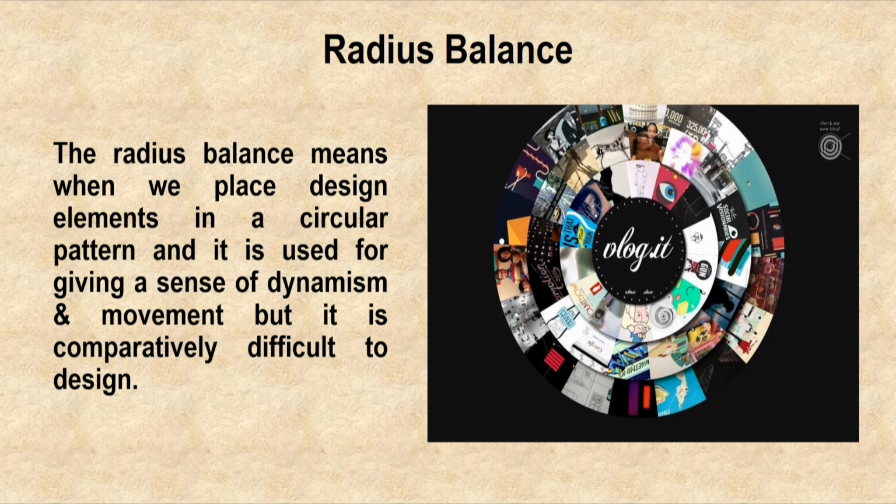The third one is radial balance. Radial balance means that we place the different graphic elements in a circular pattern, and it is used for giving a sense of dynamism and movement. But it is comparatively difficult to design on the part of the graphic designer.